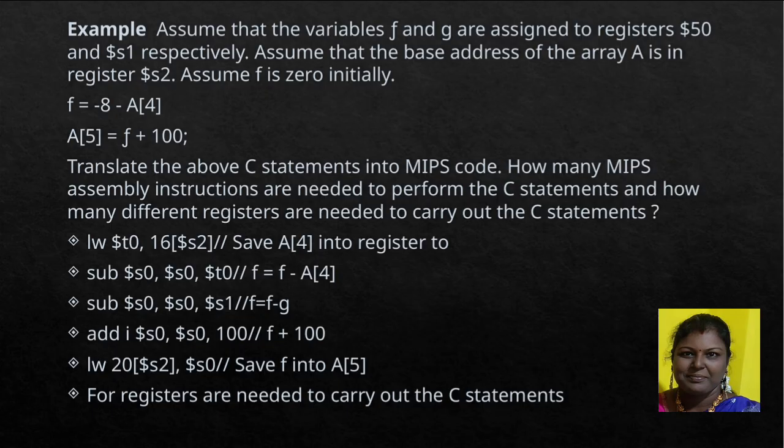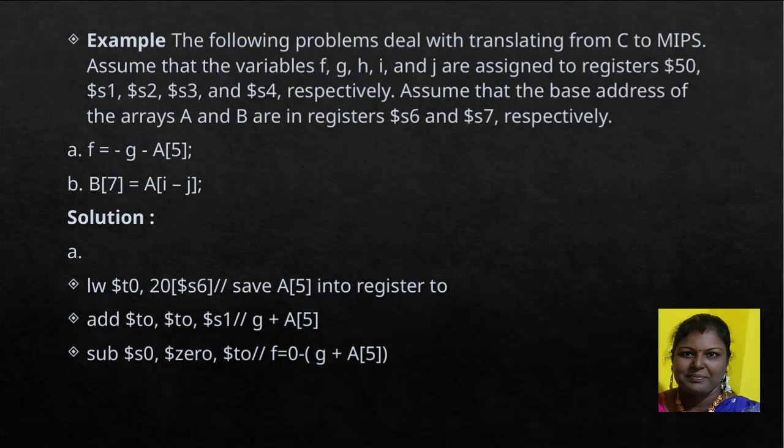Let's look at how we translate some C code into MIPS assembly. We're working with variables assigned to specific registers and arrays whose base addresses are stored in registers too.